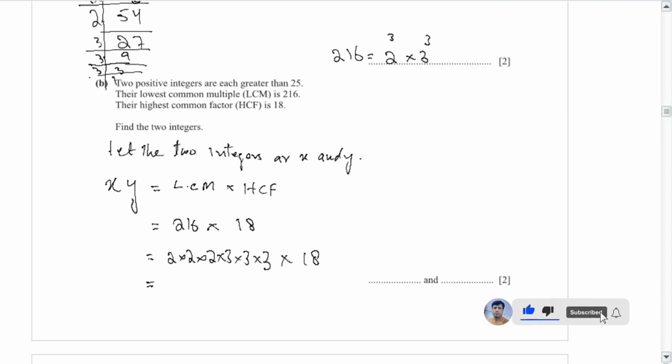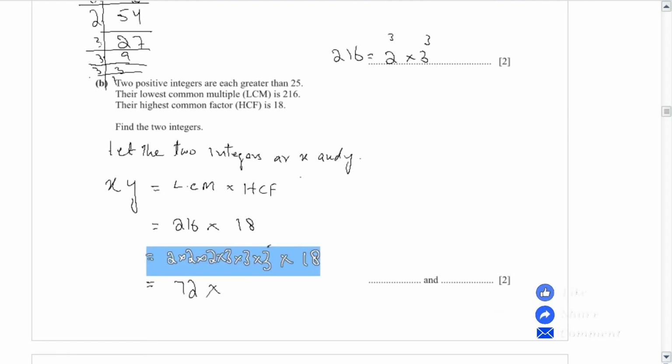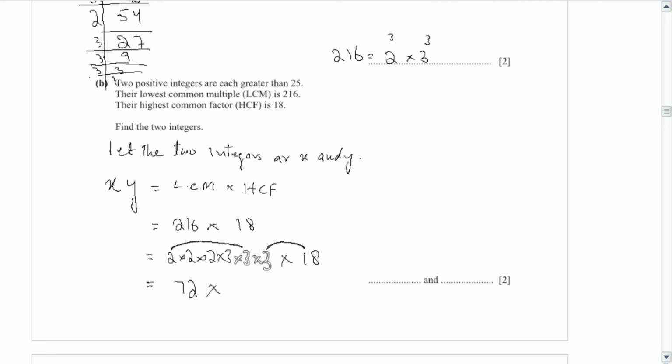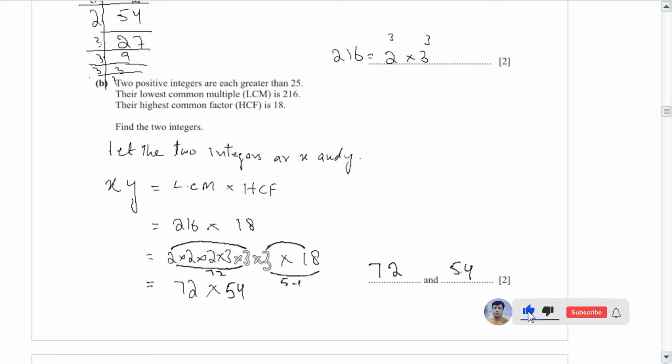2 twos are 4, 4 twos are 8, 8 nines are 72. Multiply this 3 with 18, sorry. Multiply this 3 with the 18. So this is 72, you can see this one, and this is 54, 18 threes are 54. So x is equal to 72 and y is equal to 54. So the numbers are 72 and 54. Both numbers are greater than 25: 72 is greater than 25 and 54 is also greater than 25.